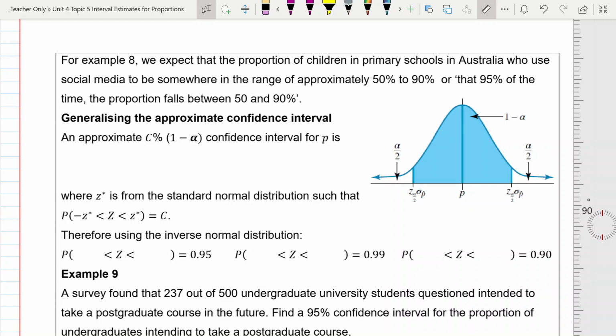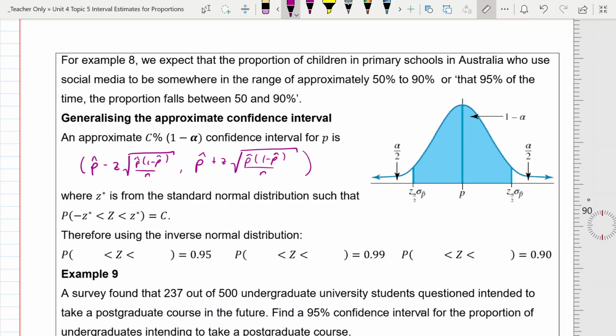Generalizing the approximate confidence interval, so an approximate confidence of 1 minus alpha interval for P is, and what we have is P hat minus Z root P hat 1 minus P hat over N and P hat plus. And that would give us our confidence interval, where Z is the standard normal distribution such that P goes from negative Z to positive Z.